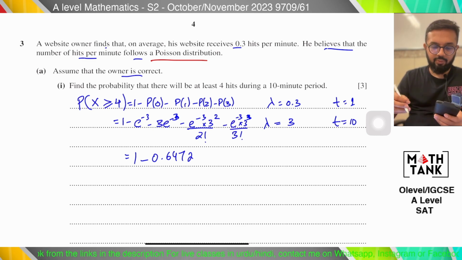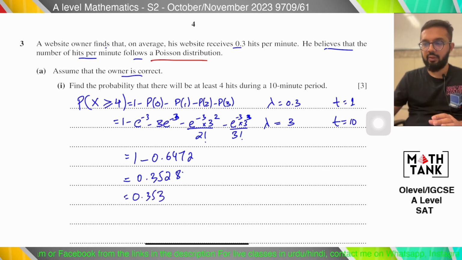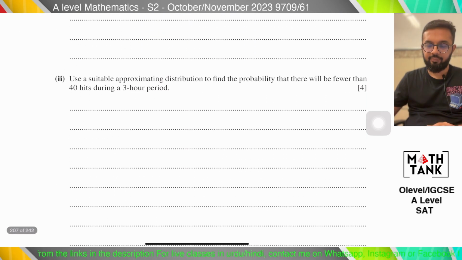It's 0.3528, which is 0.353 correct to 3 significant figures, and that's the correct answer.